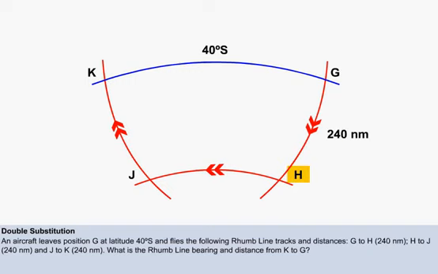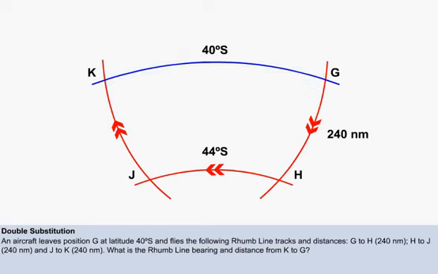240 nautical miles down a meridian equates to a change of latitude of 4 degrees. It's simply 240 divided by 60. So H is at latitude 44 south. Our method will now be to find the change of longitude from H to J from the departure. This will be the same change of longitude as from K to G. Once we know the change of longitude from K to G, we can find the departure at 40 south.